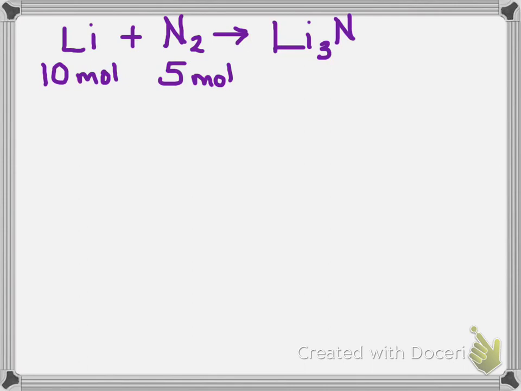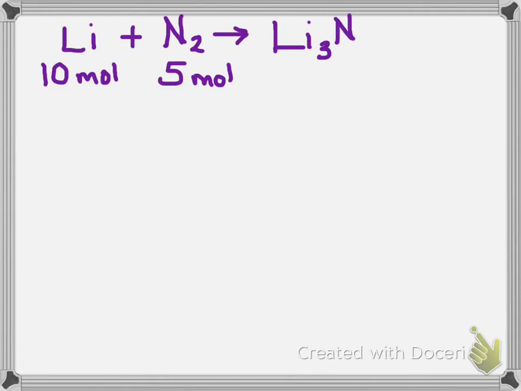Okay, so we're going to use this example. We have the reaction of lithium and nitrogen gas to produce lithium nitride. We're not going to look at the balanced equation yet. What we're going to look at instead is we're going to draw pictures, using the example of having 10 moles of lithium and 5 moles of nitrogen. And then we want to see from that how many moles of lithium nitride would be formed.